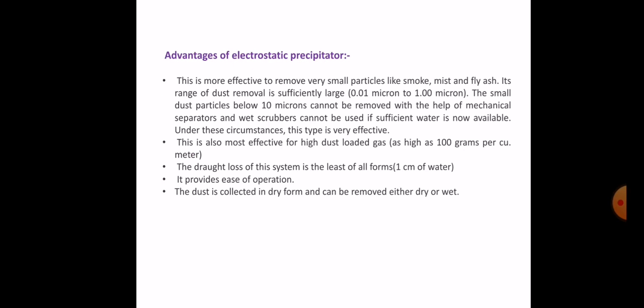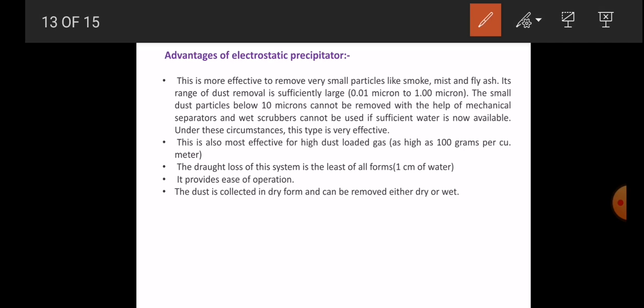What are the advantages of the electrostatic precipitator? It is more effective at removing very small particles like smoke, mist and fly ash. Its range of dust removal is sufficiently large, 0.01 micron to 1 micron. Small dust particles below 10 microns cannot be removed with the help of a mechanical separator, and a wet scrubber cannot be used if sufficient water is not available, right? So that is the important thing.